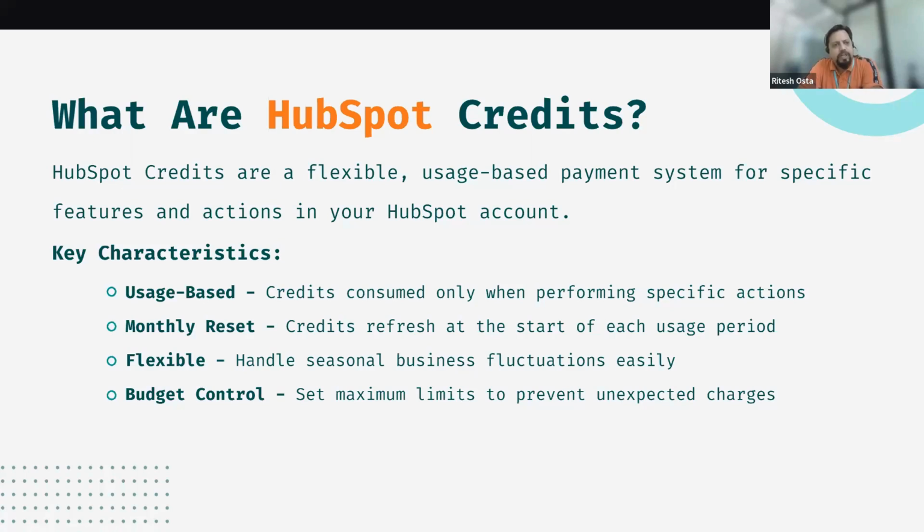It is also flexible. That means you can buy the credit as and when required. You don't have to work like a subscription-based model where you pay constant fees every single month. If you want to stop some month, you can do that as well with credits. It also has some sort of budget control, that means setting up the maximum amount of credit that you're going to use per month and so on. So there are a lot of controls that HubSpot has given, which is good.